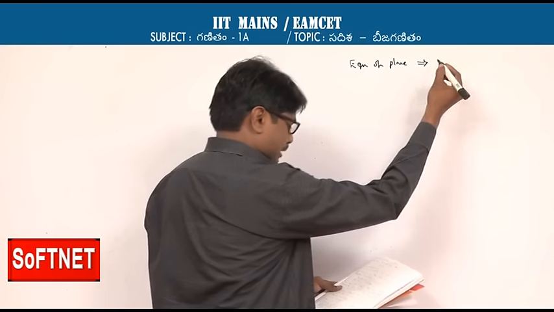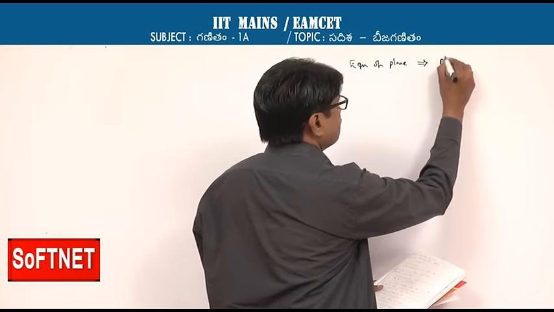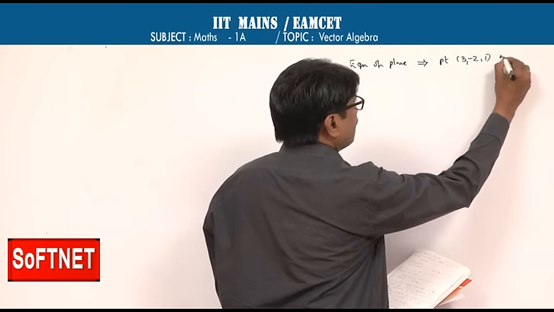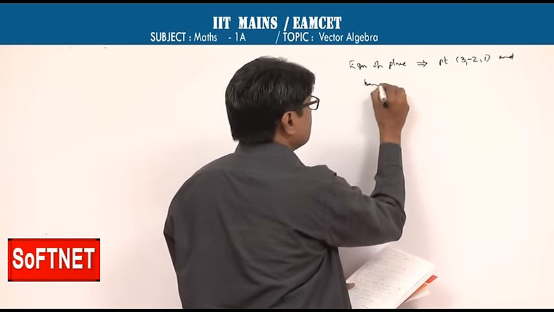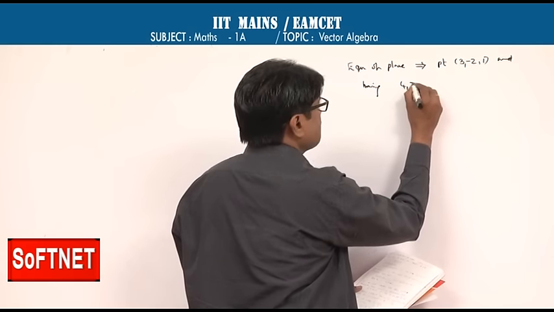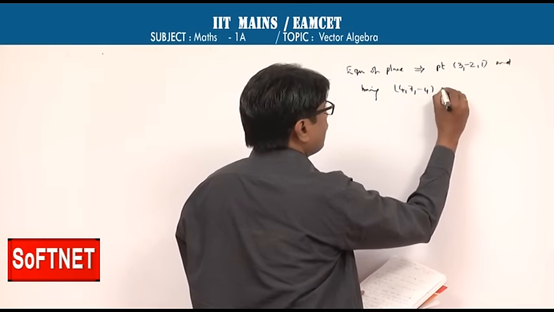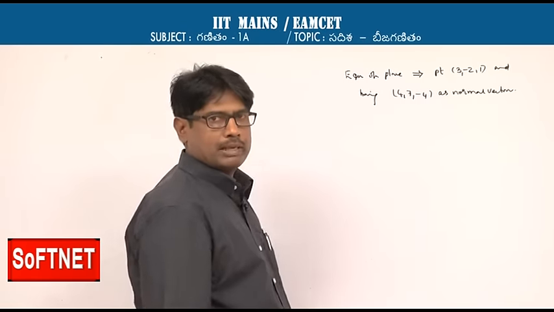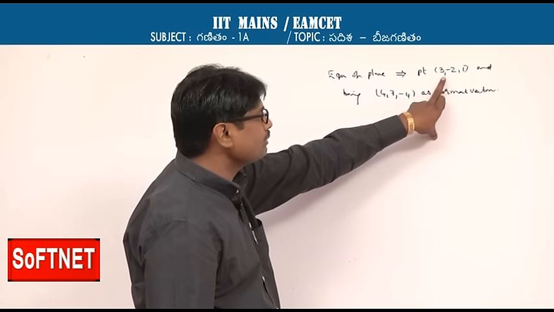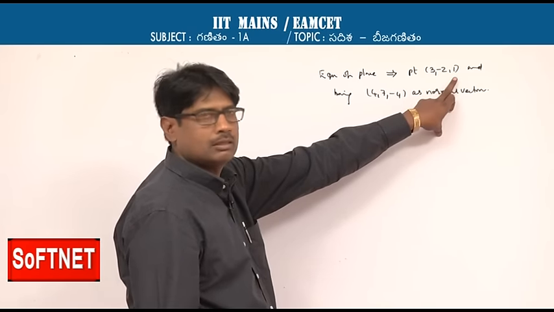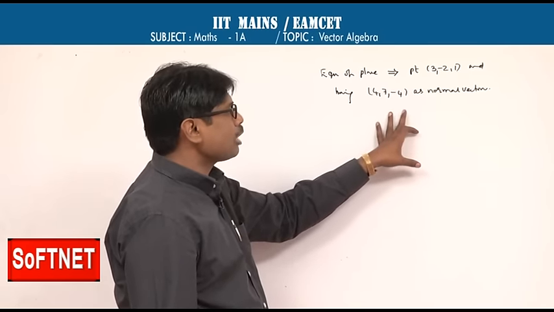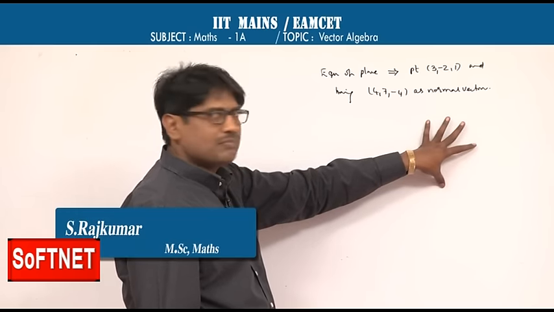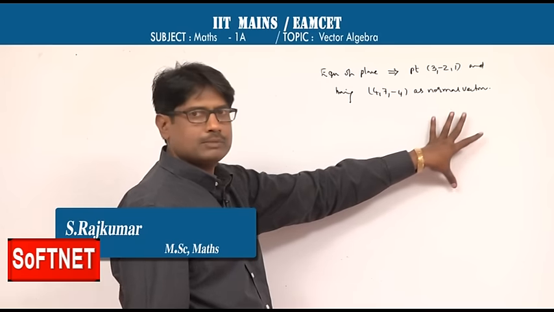passing through a vector point (3, -2, 1) and having (4, 7, -4) as a normal vector. Find the vector equation of the plane passing through a vector point (3, -2, 1) and having (4, 7, -4) as a normal vector. Also find its perpendicular distance from the origin.